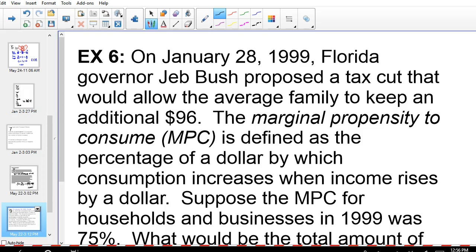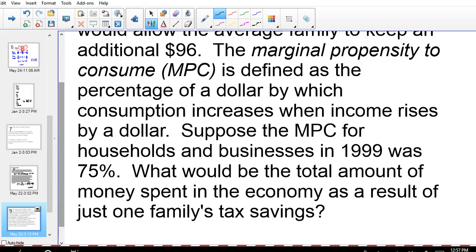So on January 28, 1999, Florida Governor Jeb Bush proposed a tax cut that would allow the average family to keep an additional $96. The marginal propensity to consume, MPC, is defined as the percentage of a dollar by which consumption increases when income rises by $1. Okay? Suppose the MPC for households and businesses in 1999 was 75%. What would be the total amount of money spent in the economy as a result of just one family's tax savings?